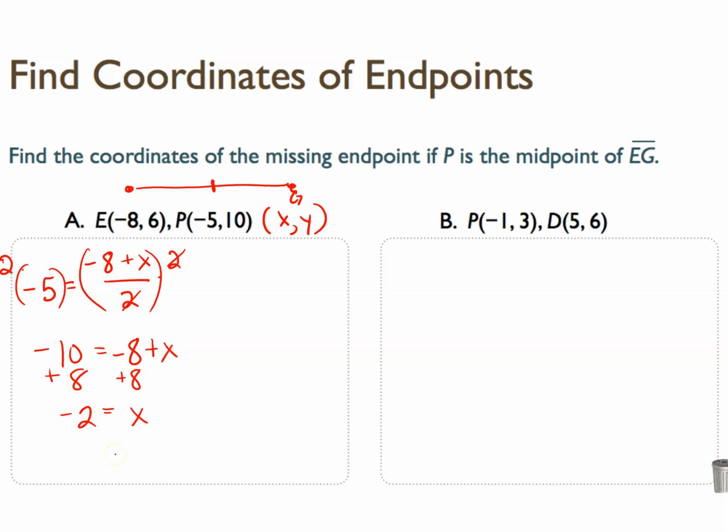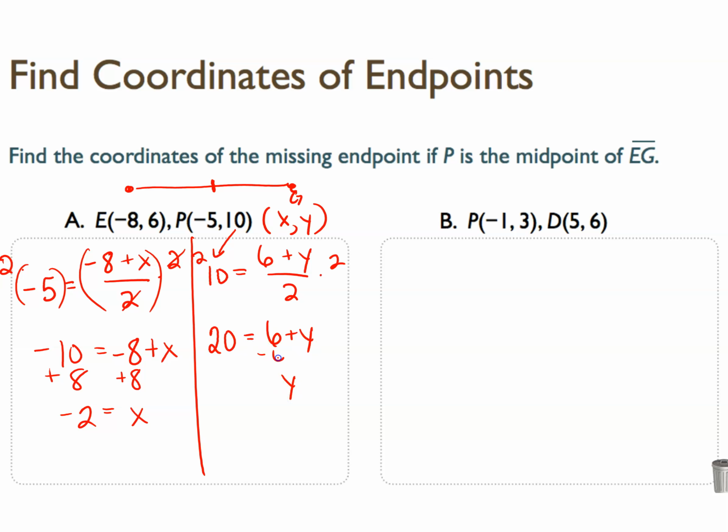And you've got x equals -2. We're going to do the same thing for y. The y middle is 10, which equals the ends divided by 2. Multiply both sides by 2, and 20 equals 6 plus y. Subtract 6 from both sides, y equals 14. And that is my missing endpoint.